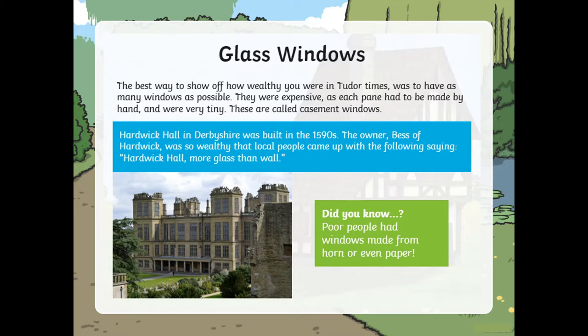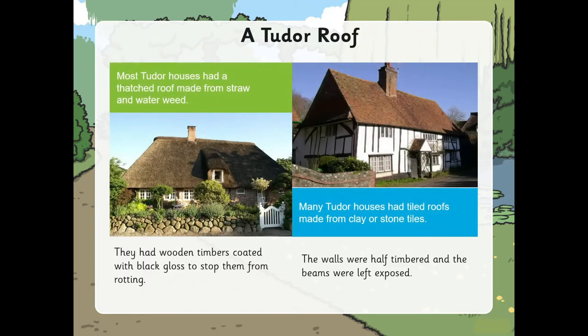So if we think about Claude Monet's house, it had lots of windows, didn't it? Lots of glass windows. So that again signifies that Claude Monet lived quite a wealthy and lavish life. Did you know poor people had windows made from horn or even paper? So there's quite a big contrast there. So let's look at houses of people who weren't so wealthy.